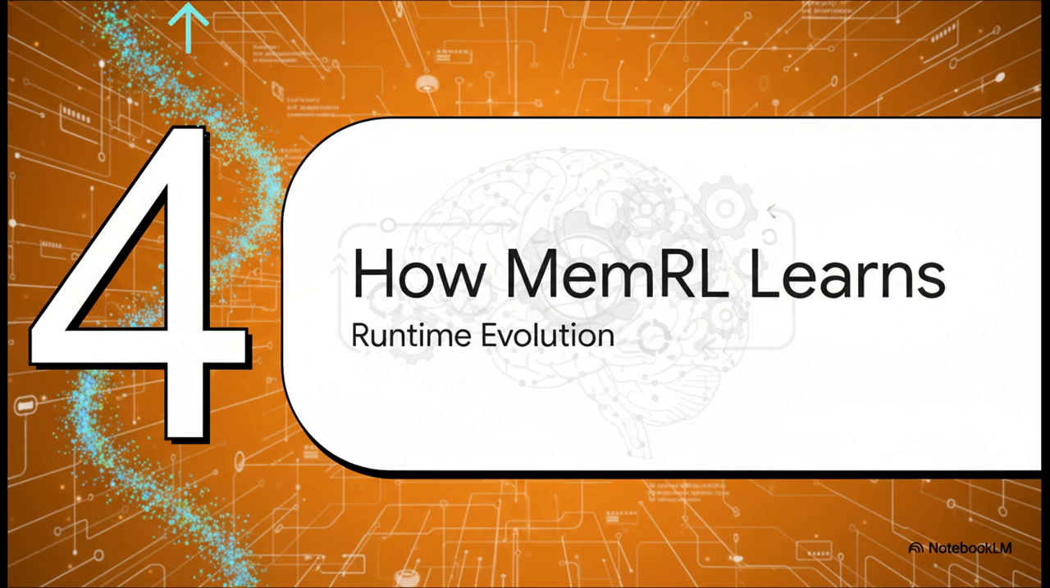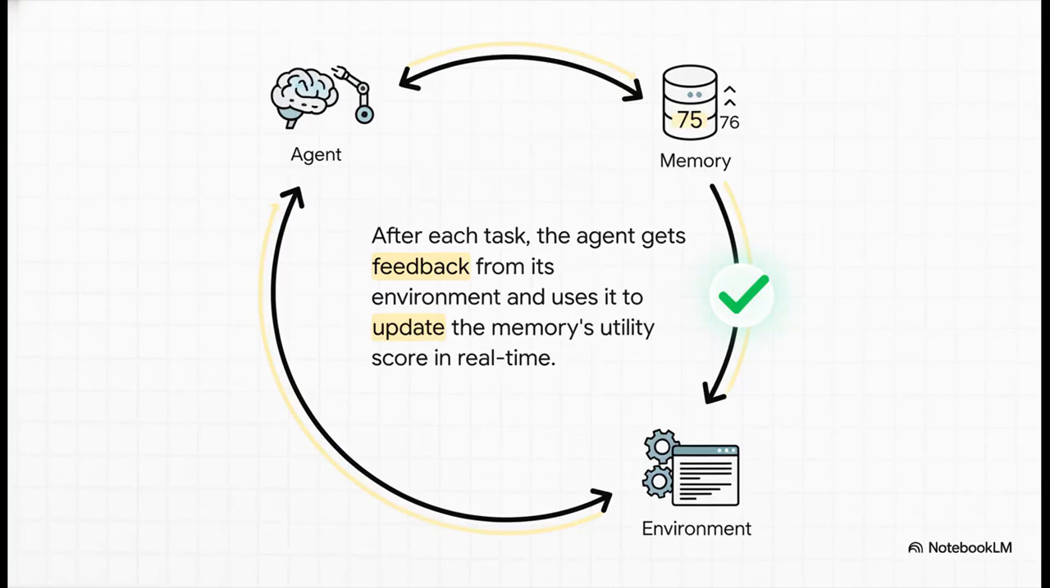Now this is where it all comes together. How does this system actually get smarter? How does it update those utility scores without ever touching the core model? It's a classic reinforcement learning loop, but it's applied so elegantly here. The agent tries something from its memory. Then the environment gives it feedback.